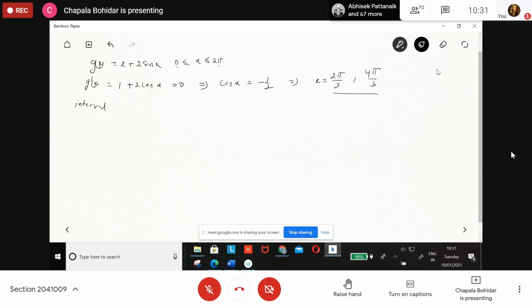So it is from 0 to 2 pi. Okay, so what do you write down first? 0 is less than x is less than 2 pi by 3. Then what do you write down? After this, 2 pi by 3 is less than x is less than 4 pi by 3. Then 4 pi by 3 is less than x is less than 2 pi. Very good.